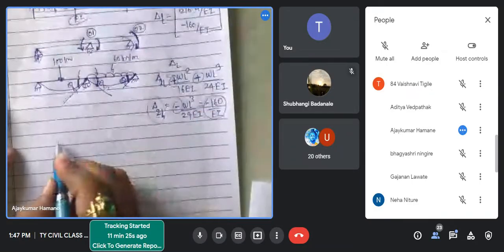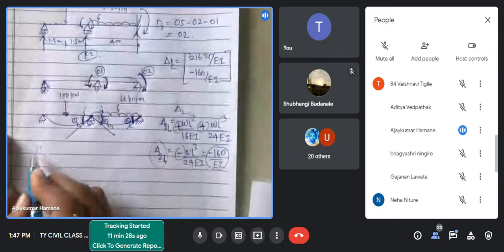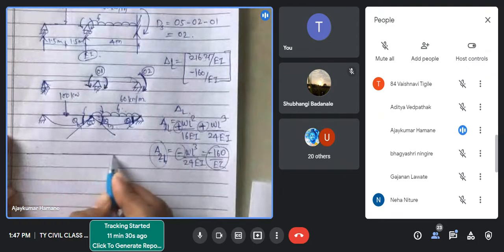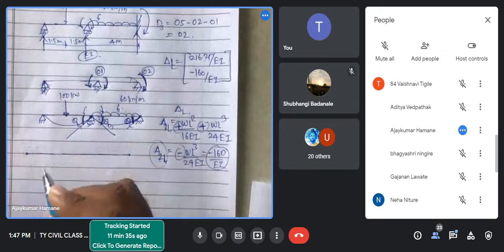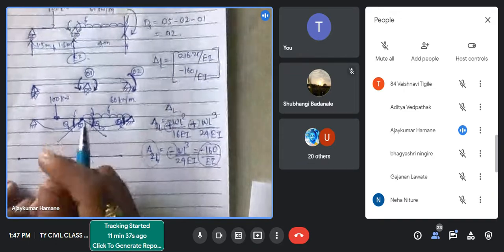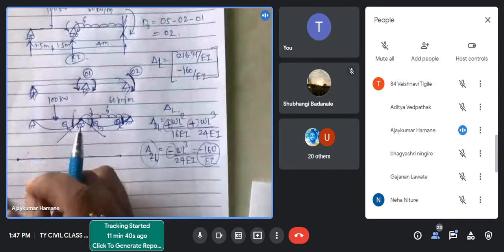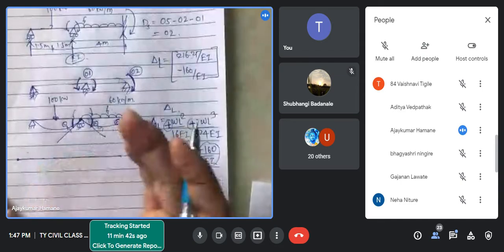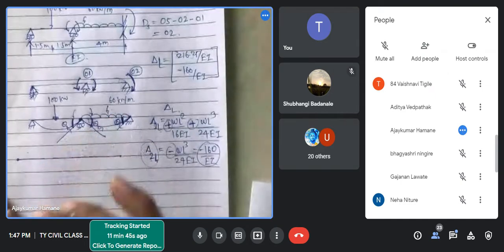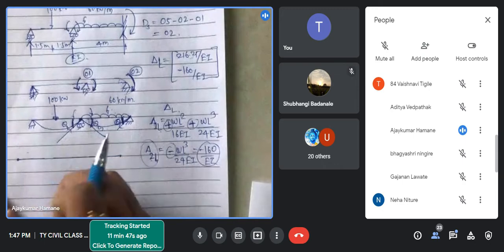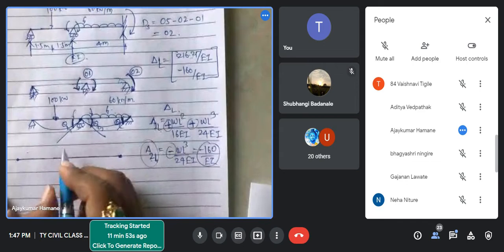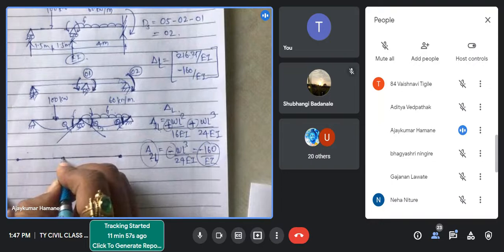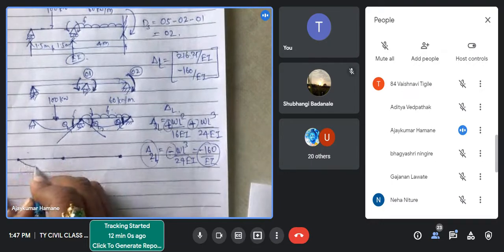Now in the third step, what have we done? Now we have to calculate the flexibility, that is nothing but the displacement. So what is the definition of flexibility? Displacement required per unit force. So when we apply the unit force, what is the displacement at that coordinate? Correct? So when we have applied the unit moment at coordinate 1, we got the slope like this.